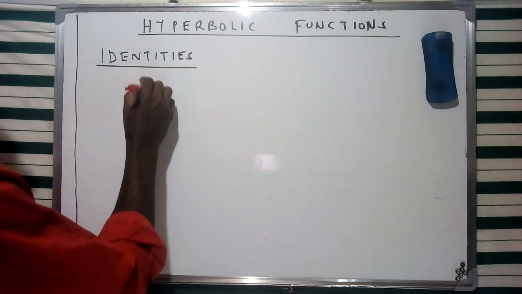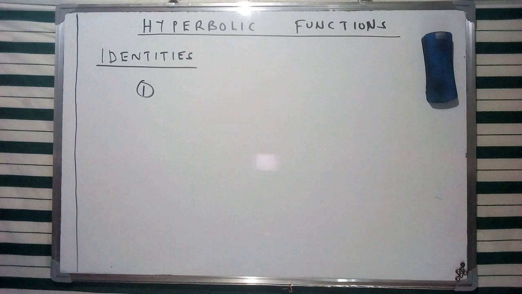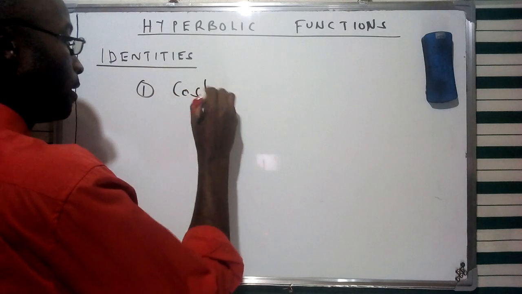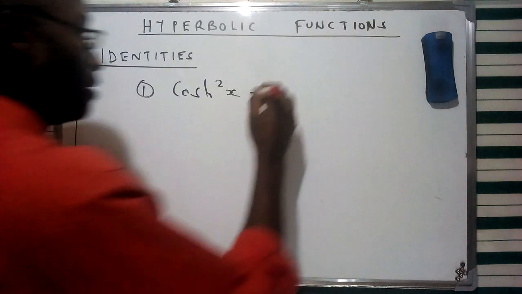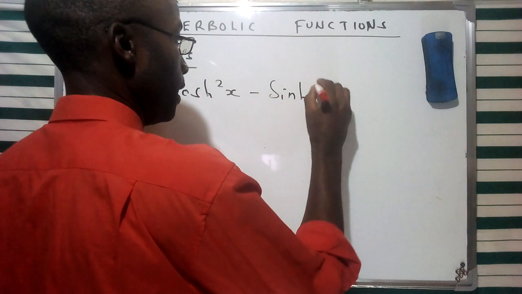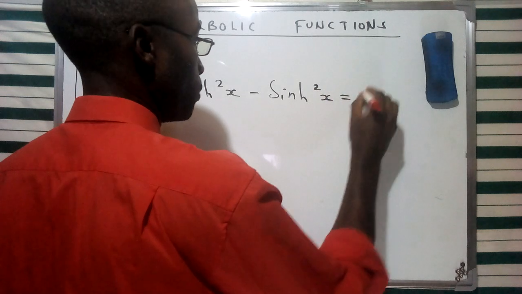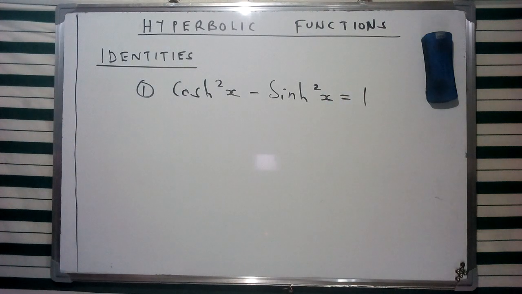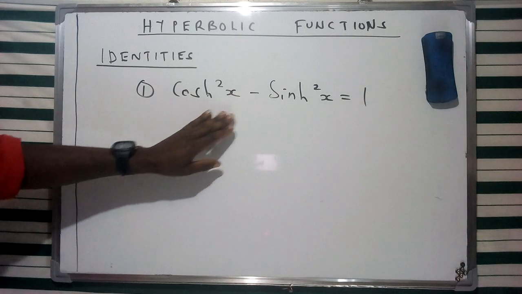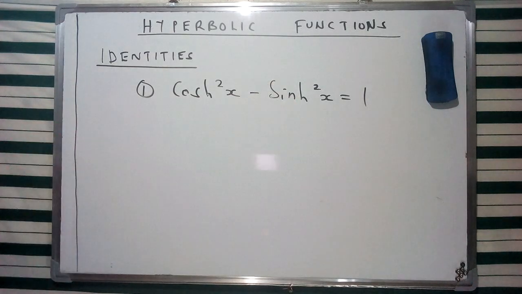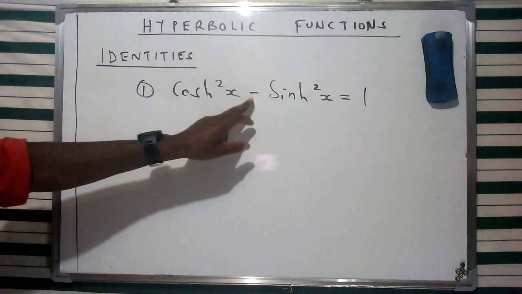So for instance, the first example: the square of the cosh of x minus the square of the sinh of x gives us unity. Remember, from the trigonometric functions, the square of the sine and the square of the cosine of a function give us unity. So there's a difference insofar as this specific sign is concerned.